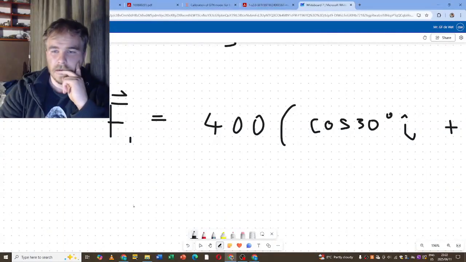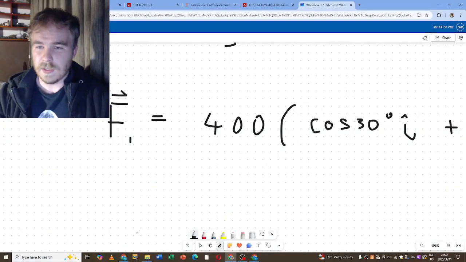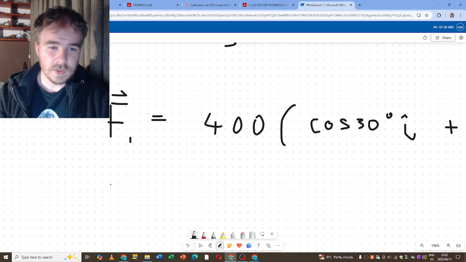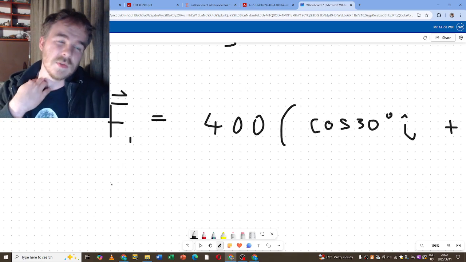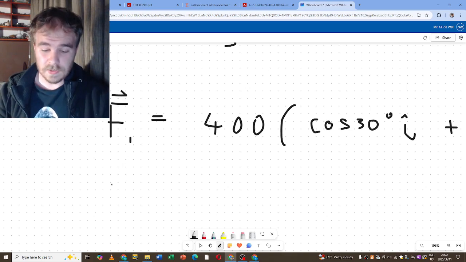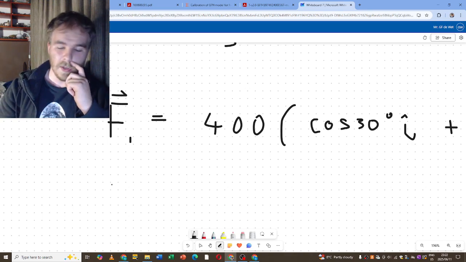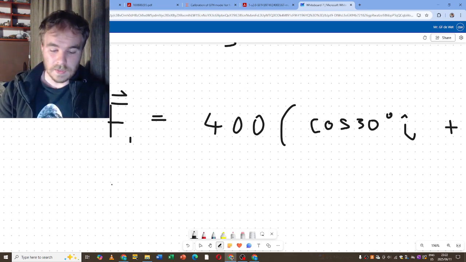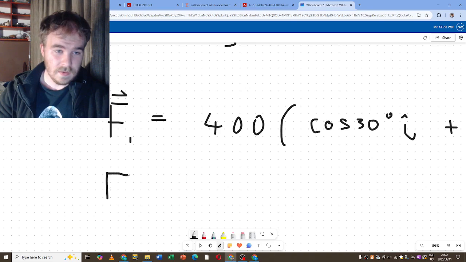Okay, now we need to see what it is all about. Cos is not the one. Sine is the easy one. Sine 30, that's a half. Cos 30, that's a little bit more tricky, and that's going to be root of 3 over 2. Times that by 400, and we get a value I'm going to tell you in a moment.